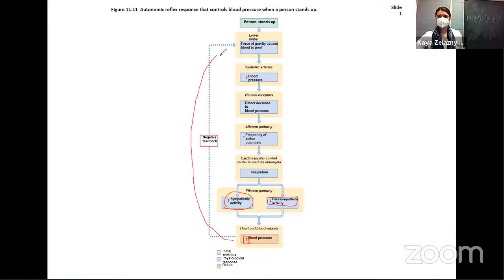Now that your blood pressure is back up, the blood isn't pooling anymore. So the blood pressure went back up, which means we're no longer going to sense this decrease in blood pressure. The frequency of action potentials would go back up to where it normally is, which means that the integration sensor could turn on the parasympathetic activity a little more and turn down the sympathetic activity just to keep it back where it was.